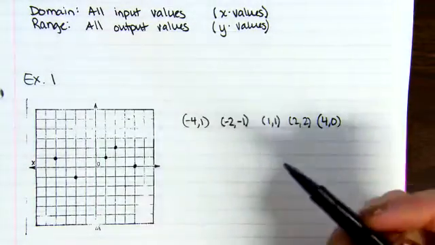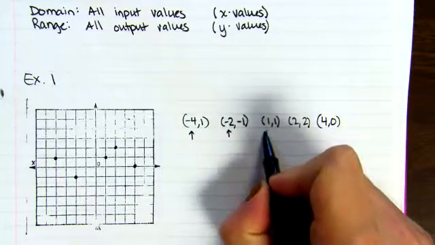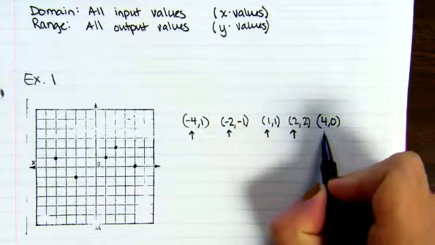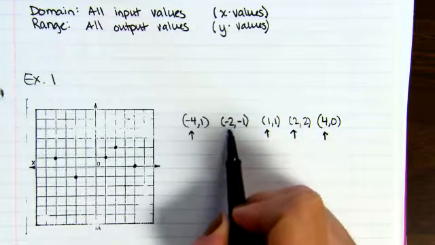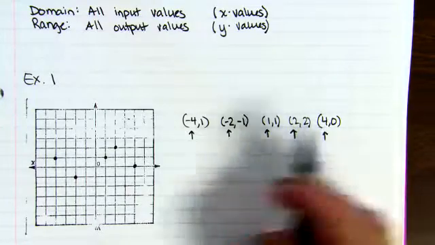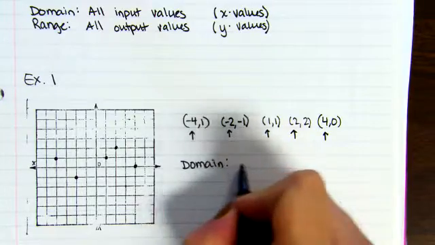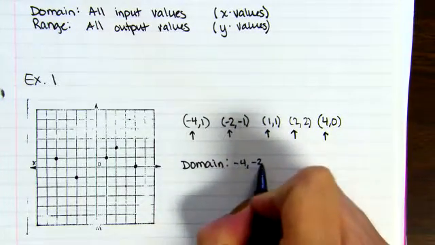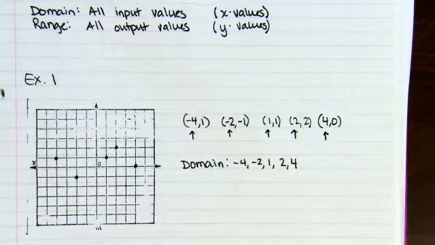The domain of this function is going to be all of my inputs, or all of my x values. So I can put -4 into my function, I can put -2 in, I can put 1 in, I can put 2, and I can put 4. So the way that I'm going to write that, my domain is -4, -2, 1, 2, and 4.